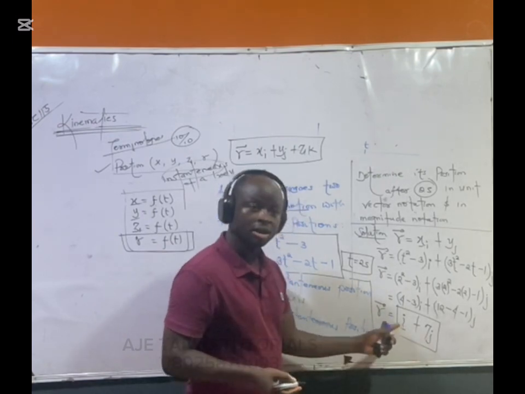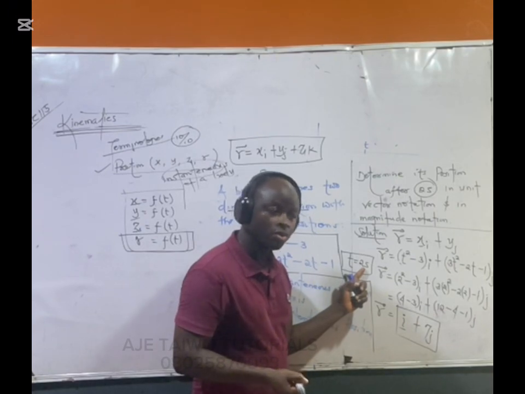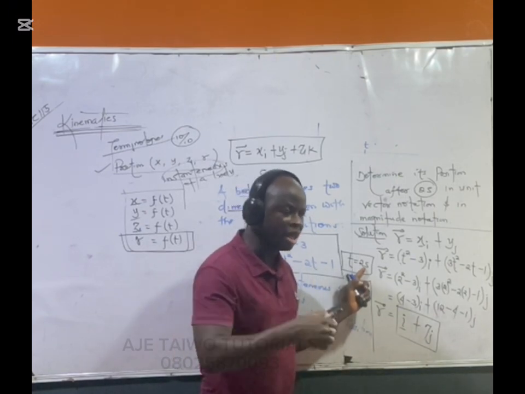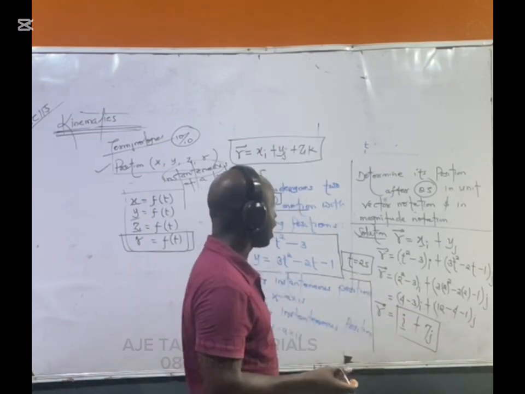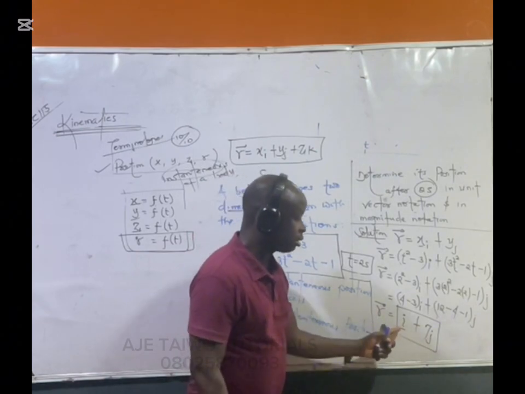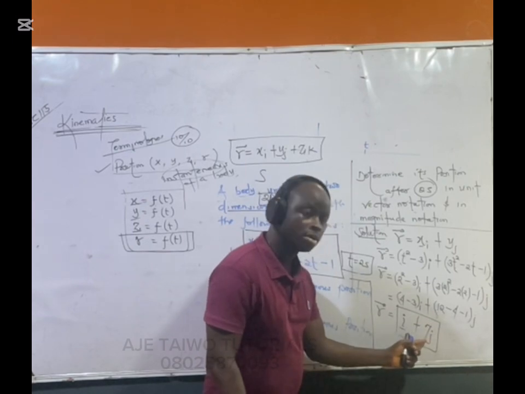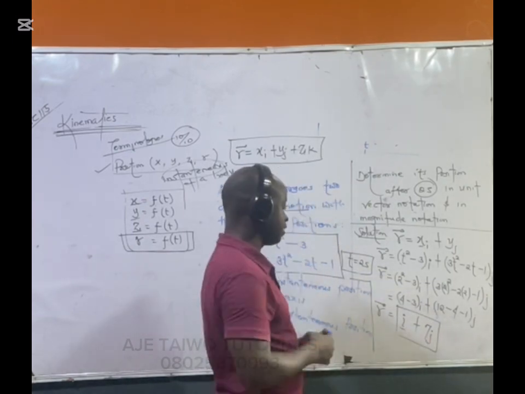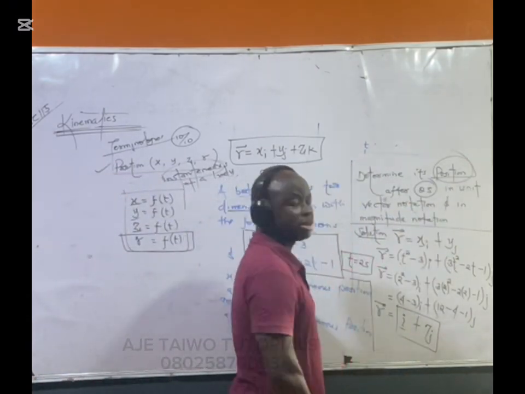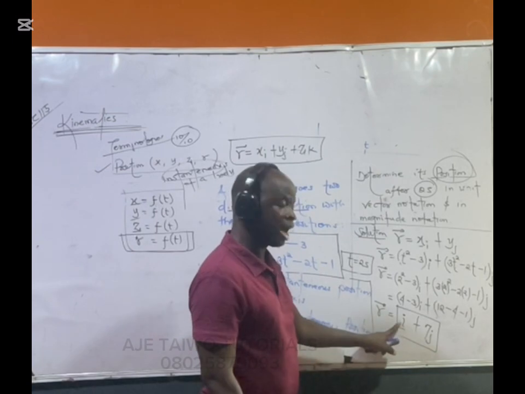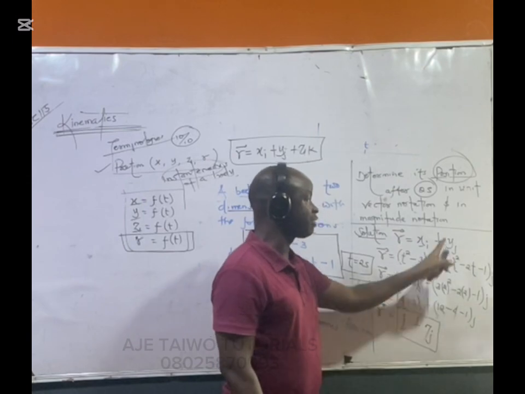Who can interpret this answer? That means at time t equal to 2 seconds, 1 unit to the x-axis and 7 units to the y-axis. Come again. Don't say 1 unit, say 1 meter. 1 meter to the x-axis and 7 meters to the y-axis. God bless you. That's nice. So the body is positioned 1 meter to the x-axis, 7 meters to the positive y-axis after 2 seconds.